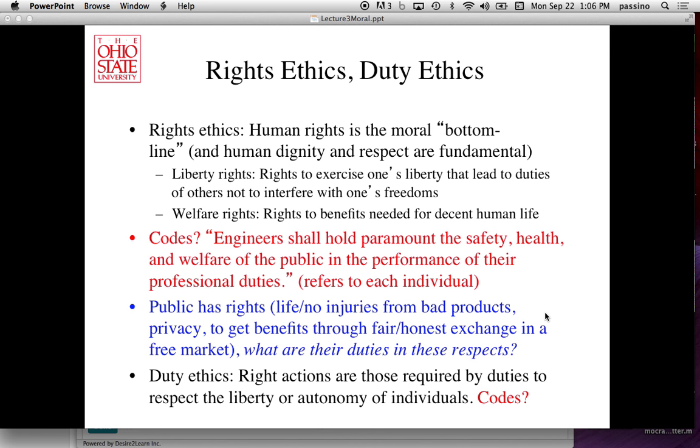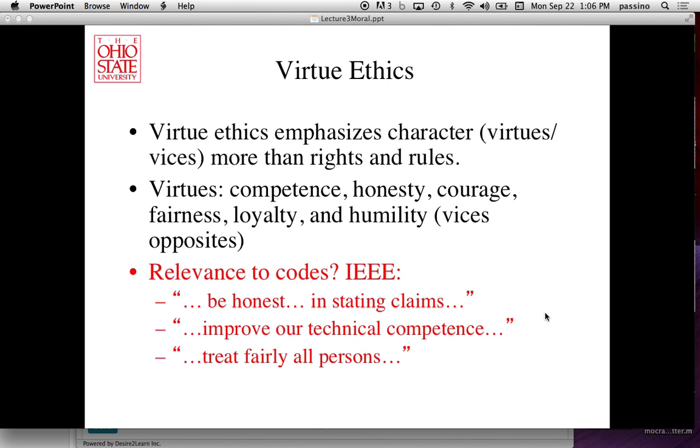Now, connected to rights or duties, right actions are those required by duties to respect the liberty or autonomy of individuals. And there's a number of duties that are listed. Whenever someone has a right, there's almost always a corresponding duty by someone to help fulfill that right.